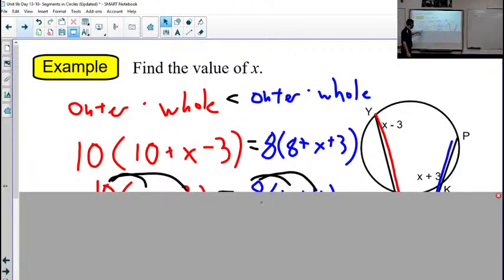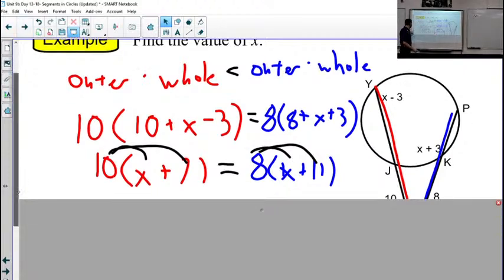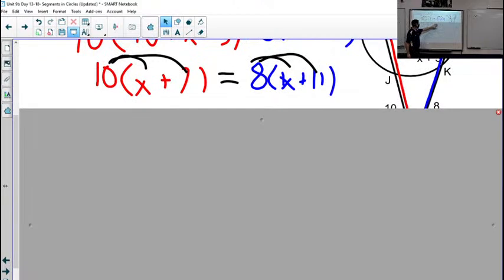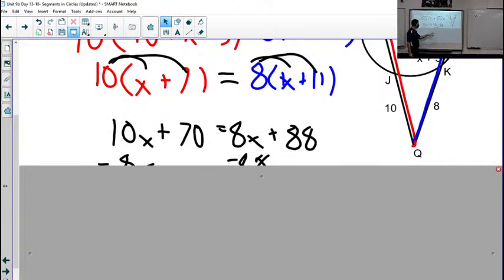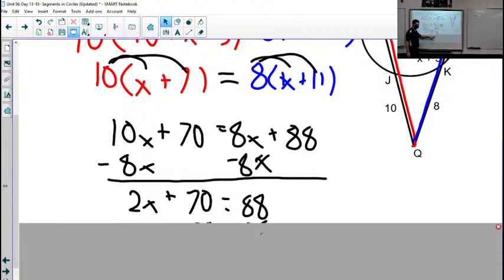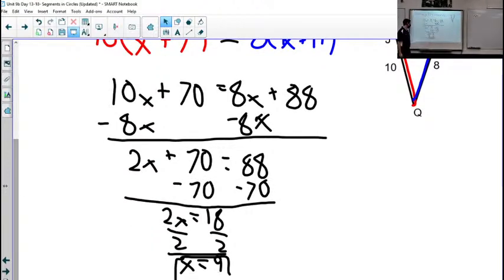So here we go. I'm going to simplify the thing that's in the parentheses so that when I distribute it, it's easier. You don't have to do that, but that's just the way I do it, so I only have 2 things that I'm distributing on each side. So I have the 10 here minus 3 here is 7. I have the 8 here plus 3 here is 11. Distribute out. Get everything with x on the same side. Subtract, divide, and I get 9 as my answer for x.